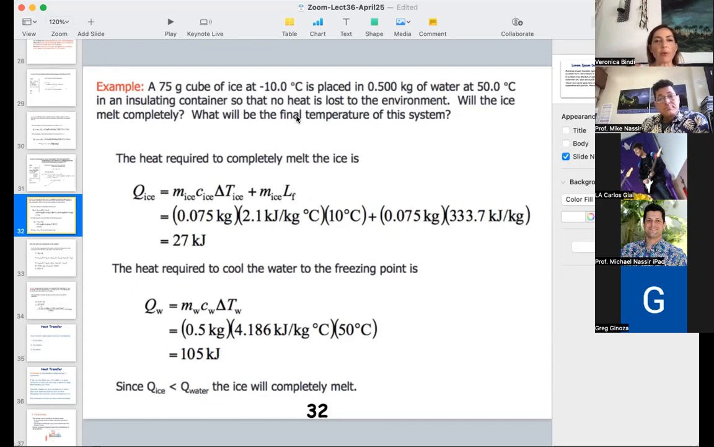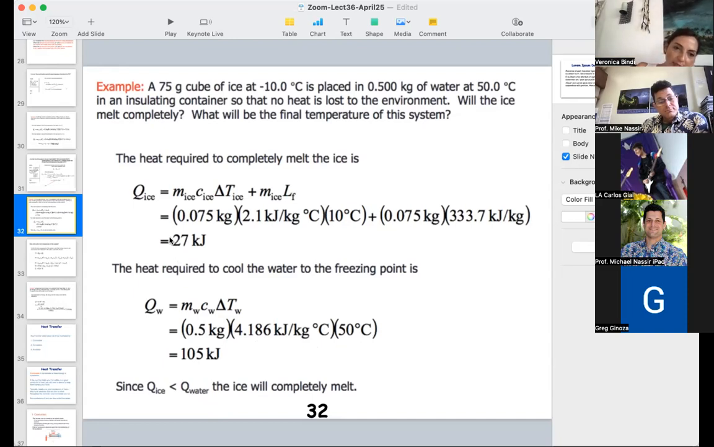And then what will be the final temperature of the system? So the heat required to cool the water to the freezing point instead, because we have this cube of ice placed in this amount of water. So the Q of the water is mass of the water, C of the water, delta T. The mass of the water is 0.5 kilograms. C of the water is this amount here. Delta T is from 50 to go to the freezing point, which is 0. So 50 minus 0 is 50 C, and it brings 105 kilojoules.